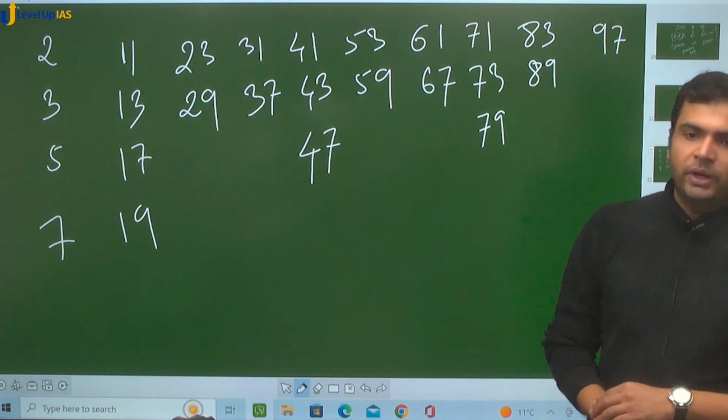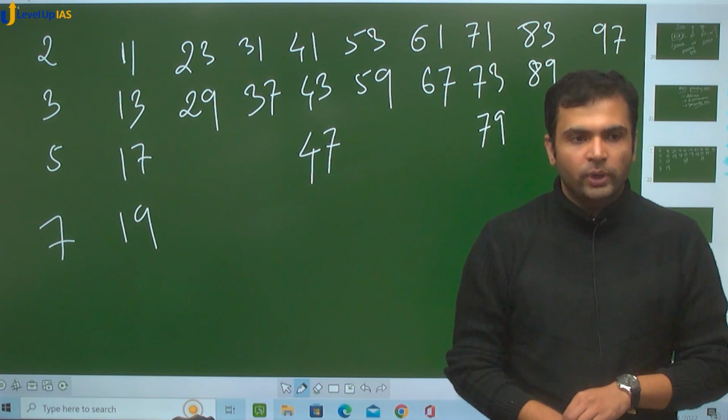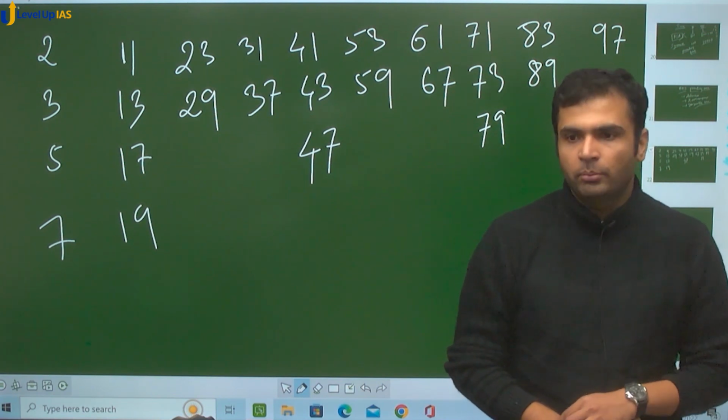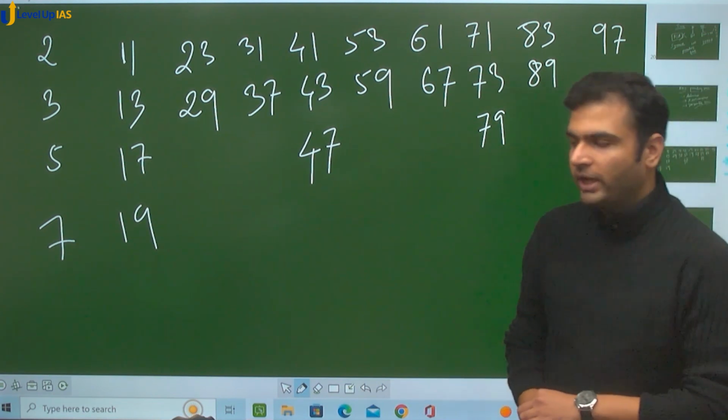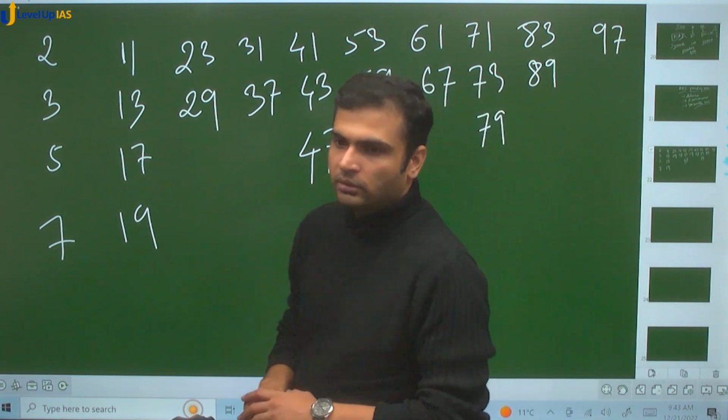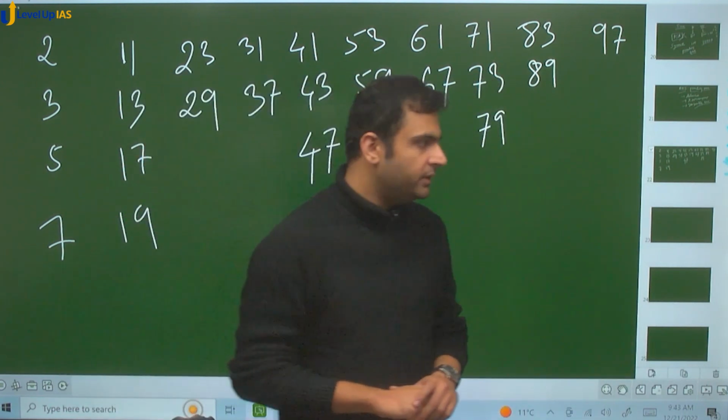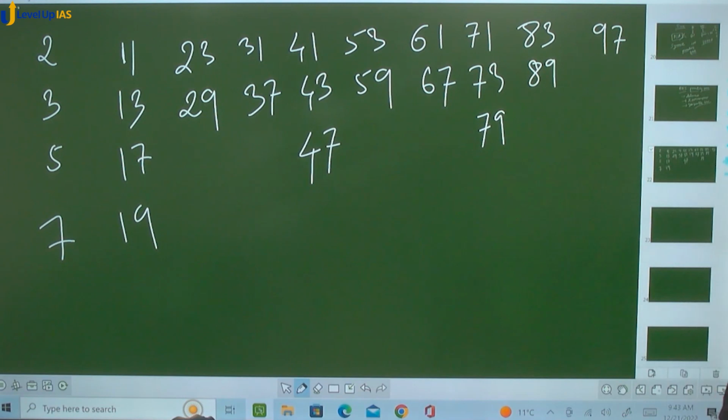A number which is not prime and which is not 1 is composite. Composite number is a number which is not prime and not 1. Fine. टर्मिनोलॉजी पता होनी चाहिए बस.